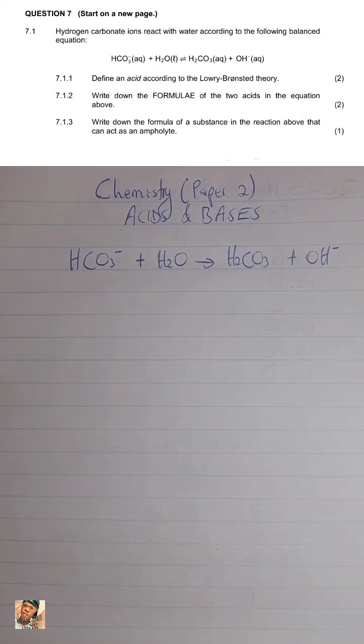We have to define acid and base according to the theories that we have learned. We have learned two theories that are going to help us define a base and an acid. One is the Arrhenius theory, and the second one is the Lowry-Bronsted theory. Those are the two theories which we're going to utilize in grade 12 to define an acid and a base, so we're going to utilize both of them.